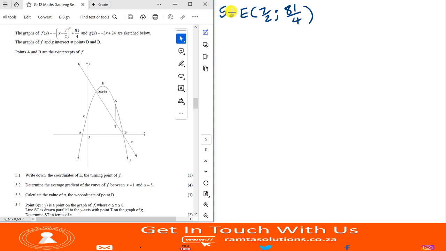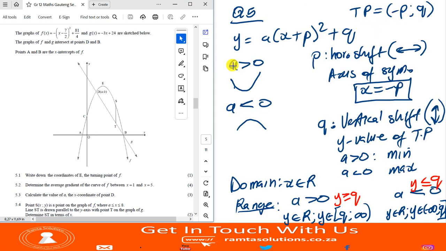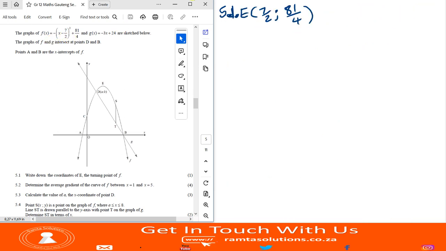By the way, this is 5.1. This is 7 over 2 and 81 over 4, and this is exactly what we said. Remember, we said p here is negative. Negative times negative makes it positive, to really show that indeed it has moved to the right. Can you see that? Here you expect a positive x value. So we are correct. Remember guys, if you're using a mobile device, please rotate your screen.